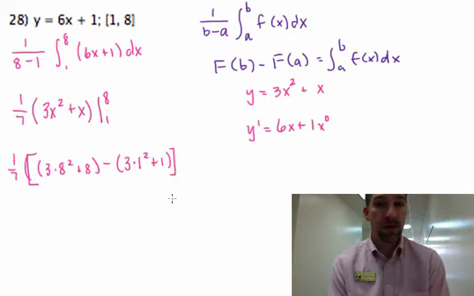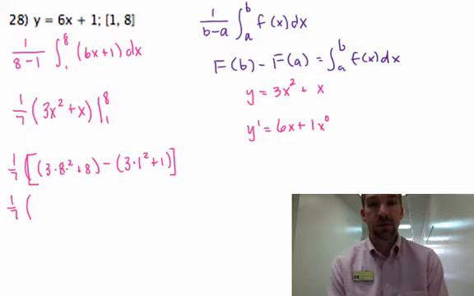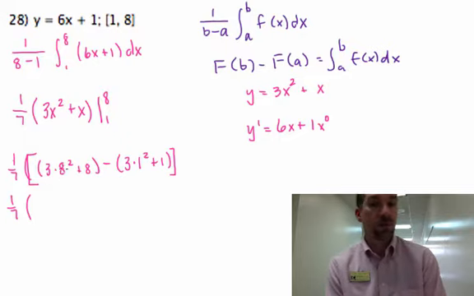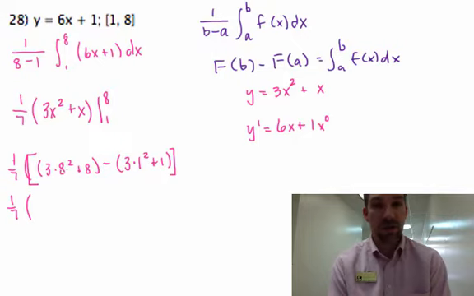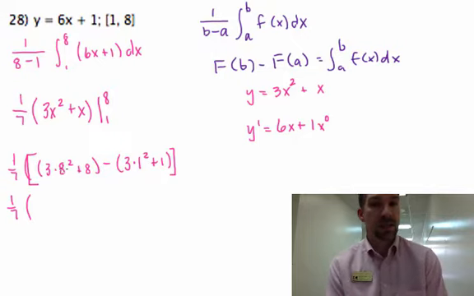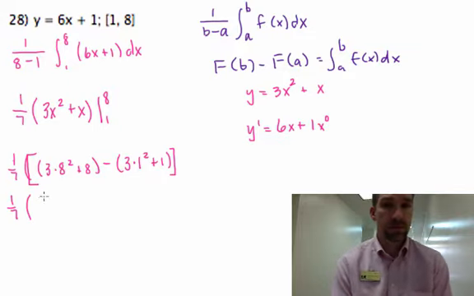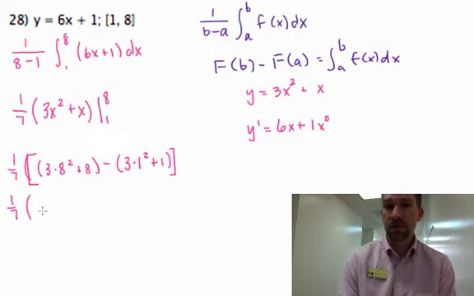So do some math here. On the inside of all those brackets, keep that 1/7 in the front. 8 squared is 64. So I'm going to punch all this into my calculator. Give me a second to do some mathematical work.